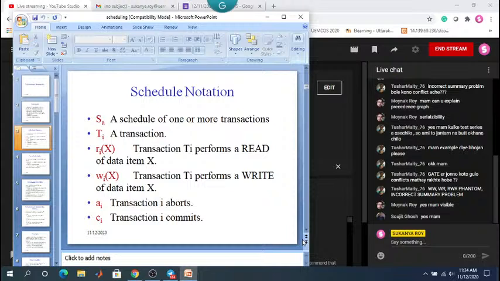Now these are a few scheduling notations that you need to keep in mind. That is SA.